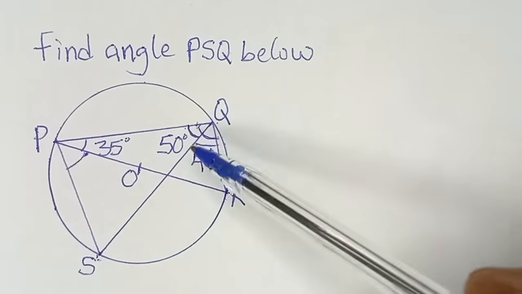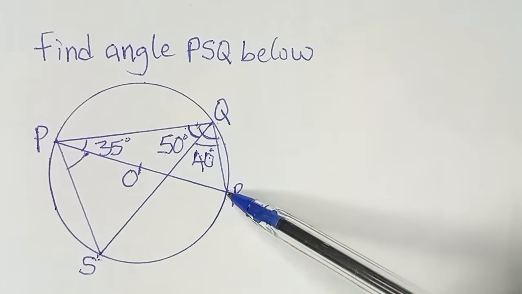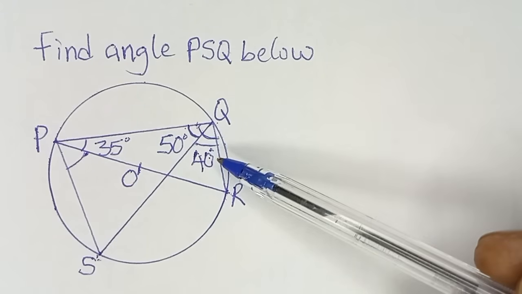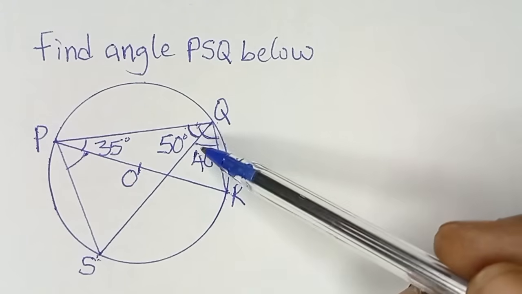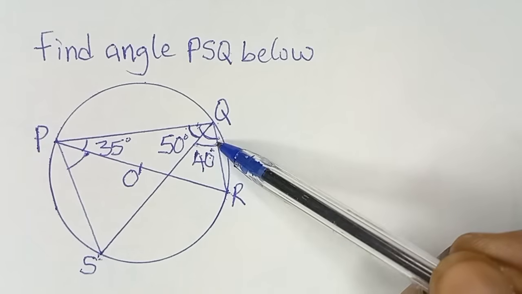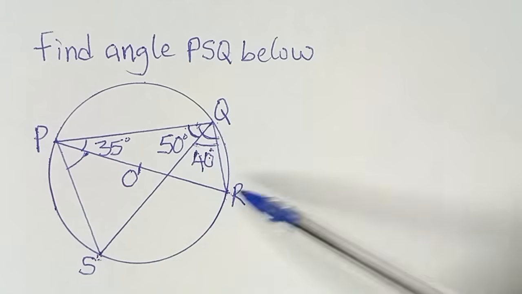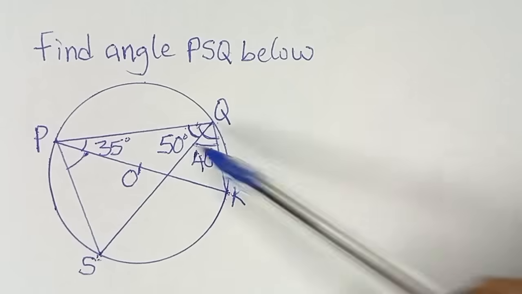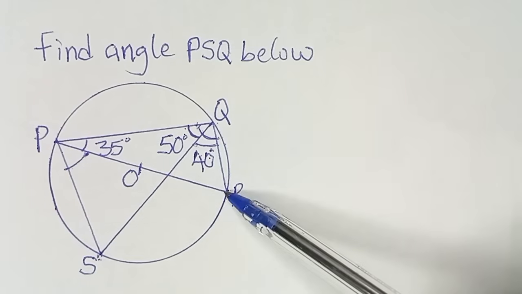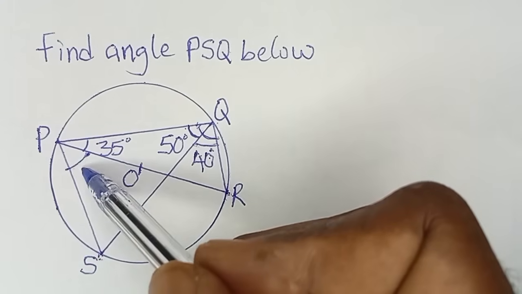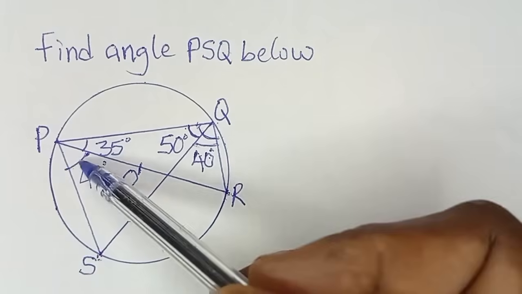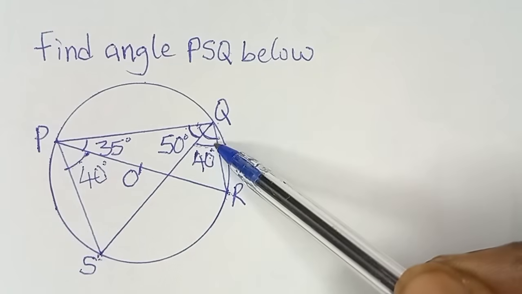The theorem that should come to your mind in a situation like this is that angles in the same segment are equal. If this angle is 40 degrees, because it has two lines from S and R, similarly this angle will also be 40 degrees, because it also has two lines from S and R. So this will be 40 degrees, equal to this angle.